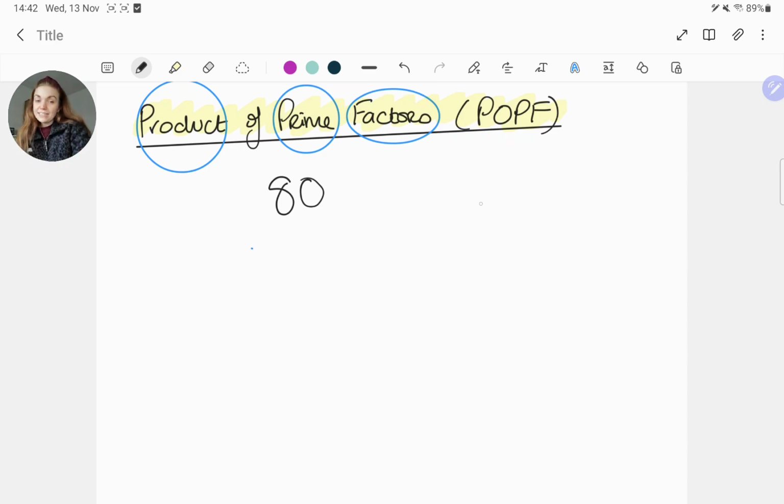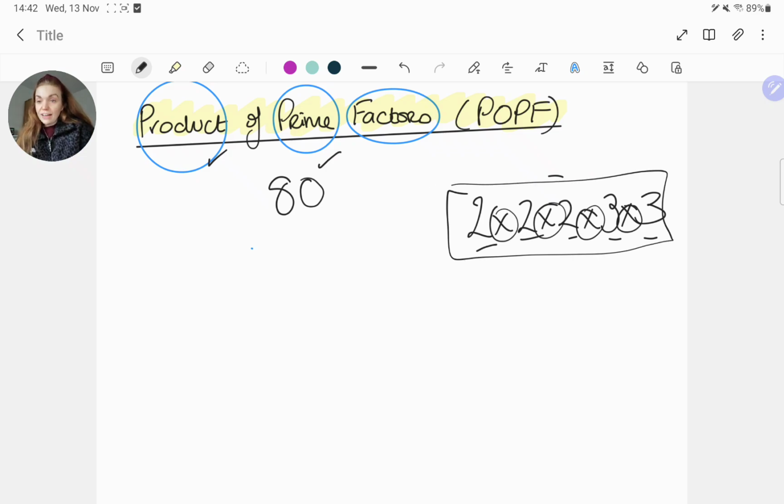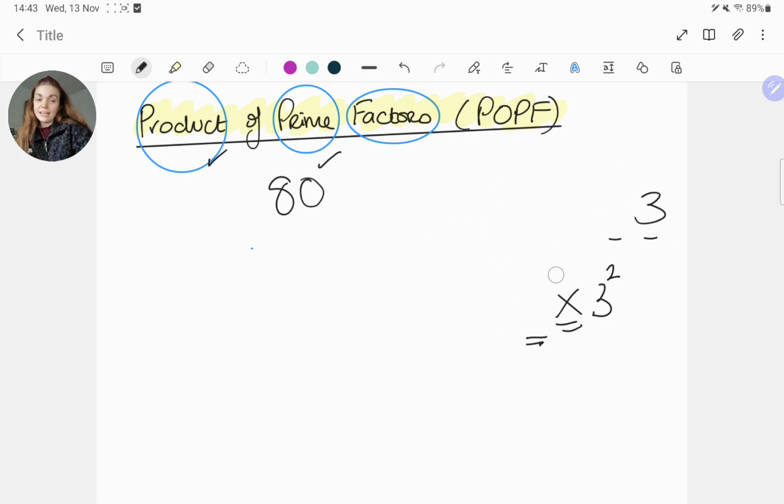If it was index notation and you had something like this, let's just say this was the answer to something, they will all be prime numbers. They will all have a multiplying sign between them. And when you multiply all these values together, you get the number that you took the product of prime of. If you had to write that in index notation, it would be 2 to the power of how many 2s there are, 3, times 3 to the power of how many 3s you have, 2 of them. So that's what it would mean if it said express your answer in index notation.